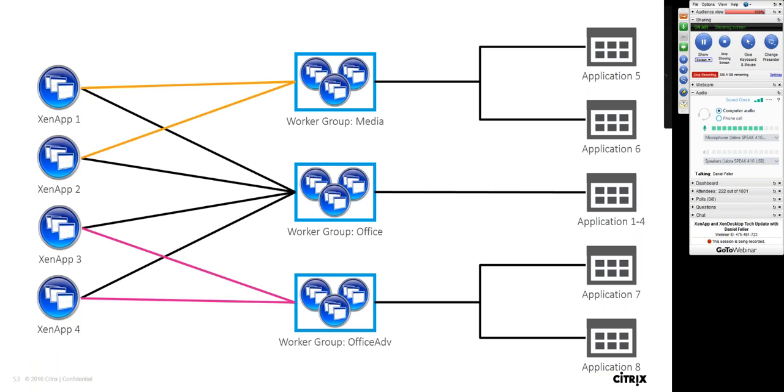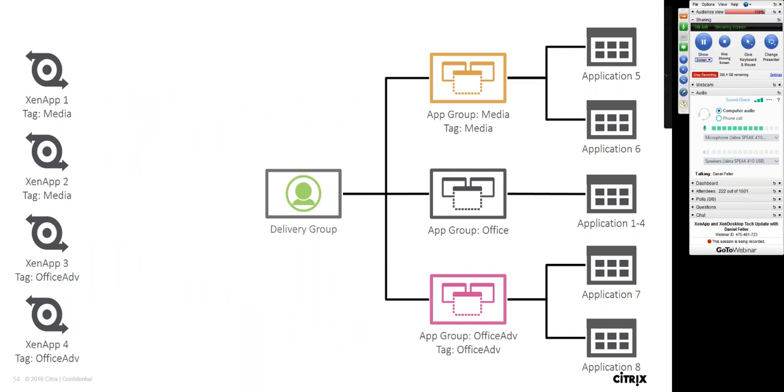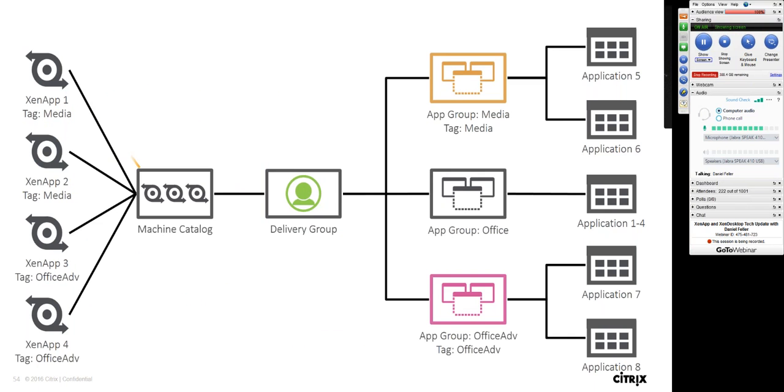Now, what we ran into was that people would have multiple worker groups in 6.5, and they would have XenApp servers being part of multiple worker groups. So you might have a worker group for media apps, another one for Office, another one for Office Advanced, maybe Visio and Project. Those media and Office Advanced worker groups aren't big enough to warrant completely dedicated servers. So in order to save resources, you would have some of your XenApp servers belong to multiple worker groups, and just load balance across those. We can now do the exact same thing with app groups and tagging.